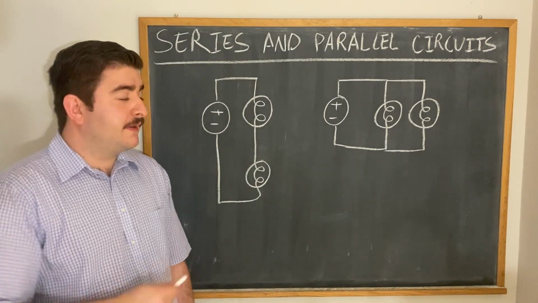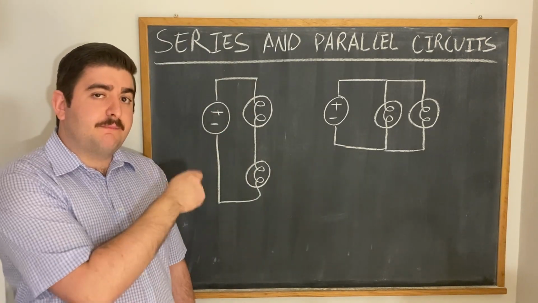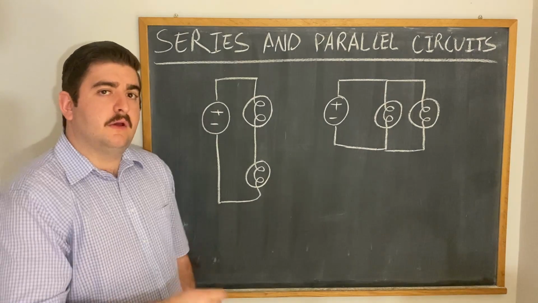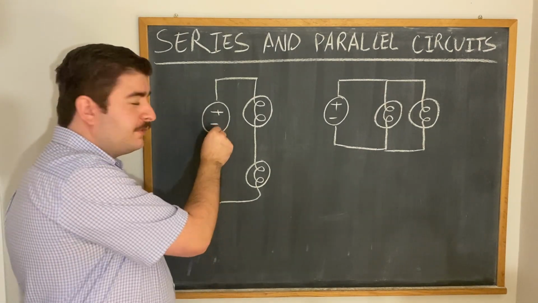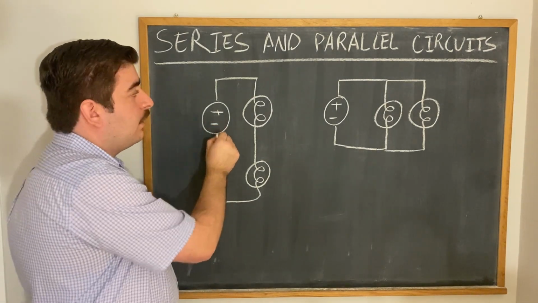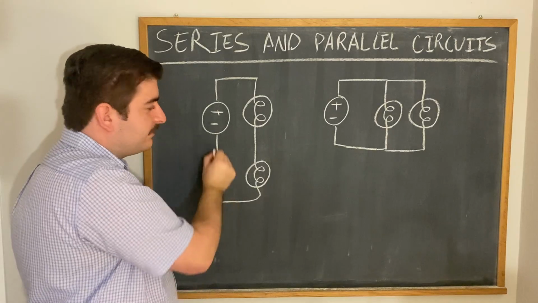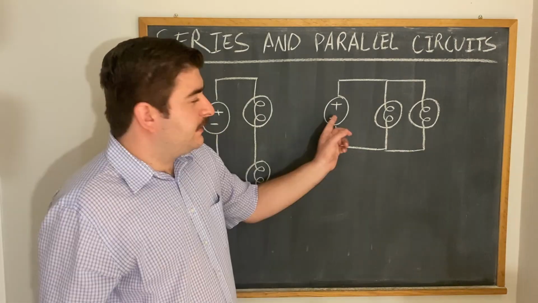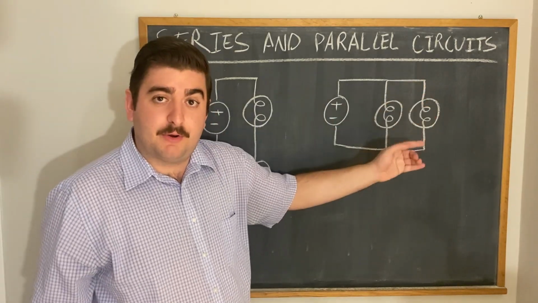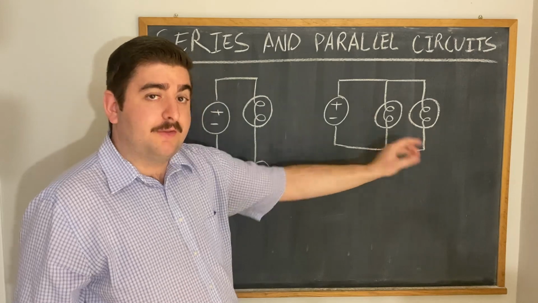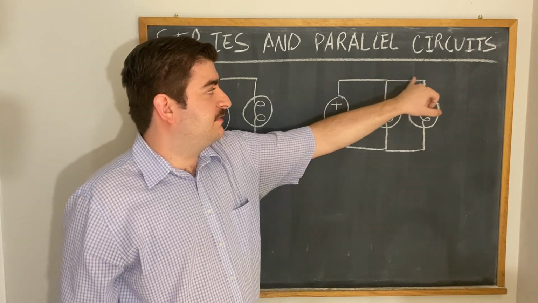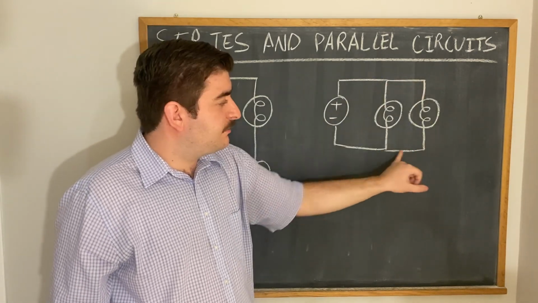See the difference? In that circuit, all the components aren't connected end to end. You wouldn't be able to start with your pen at one point in the circuit, walk all the way through all the components, getting back to where you started. In this circuit, we have two components in parallel. They're next to each other. They're connected to the same space up here, same space down here.